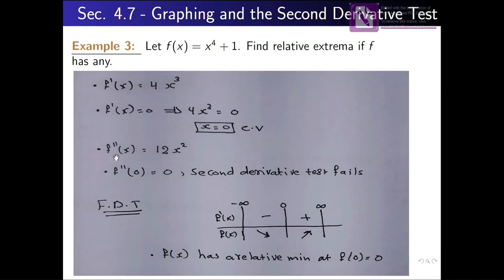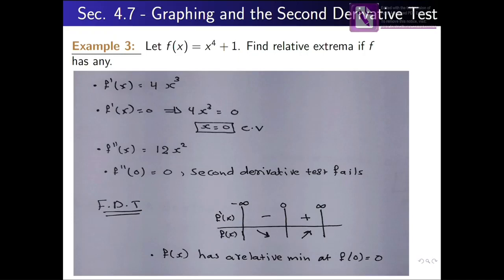So f double prime x is equal to the derivative of 4x cubed, which will be 12x squared. Now we need to check the second derivative at the critical value. So f double prime at 0 will give us 0, and here we cannot conclude. So we conclude that the second derivative test fails, and we need to go back to the first derivative test.